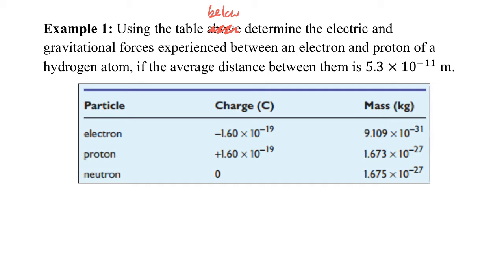Okay, it doesn't matter. So if we're looking at a hydrogen atom, we have the average distance between the actual protons and electrons. So this is from the inside of the nucleus to the actual valence shell of the electrons. How many electrons are there in a hydrogen atom? Just one. Not a trick question, right? Just one. So we don't have to worry about there being multiple. And there's only one proton also.